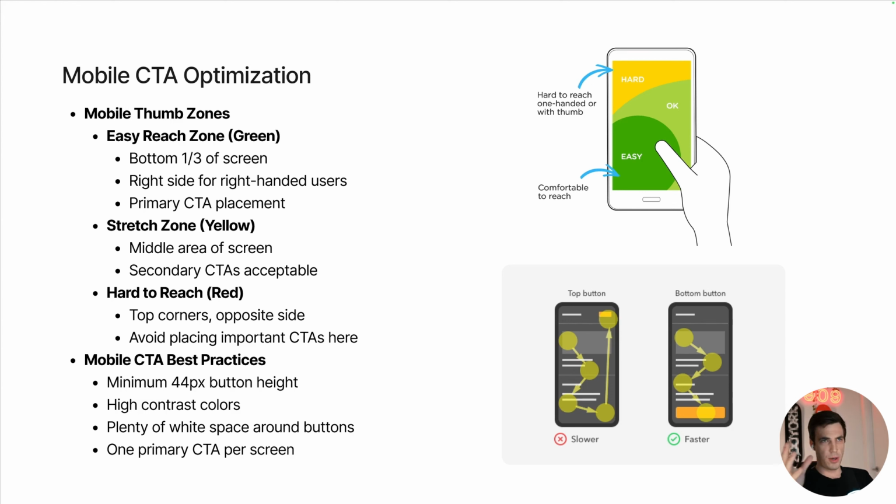The stretch zone is the middle of the screen, and this is where your secondary call to action could be. And the hard to reach actions are the top corners and opposite sides. You want to avoid placing important call to actions here. Some best practices for mobile call to action optimization would be using minimum 44 pixel button height, high contrast colors, plenty of white space around buttons, and 1 primary call to action per screen.